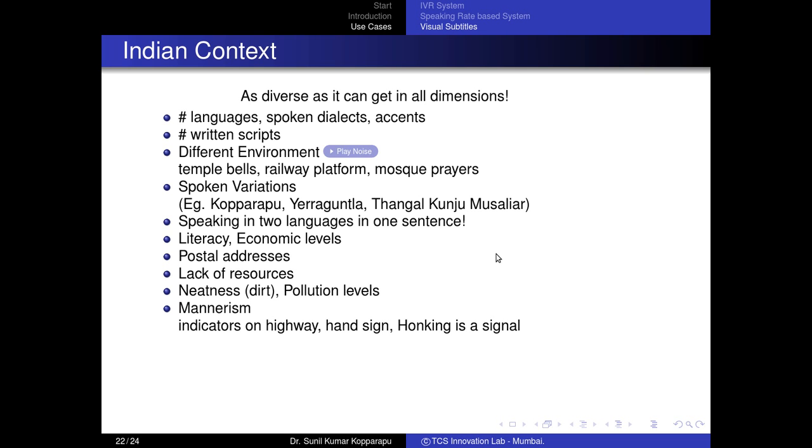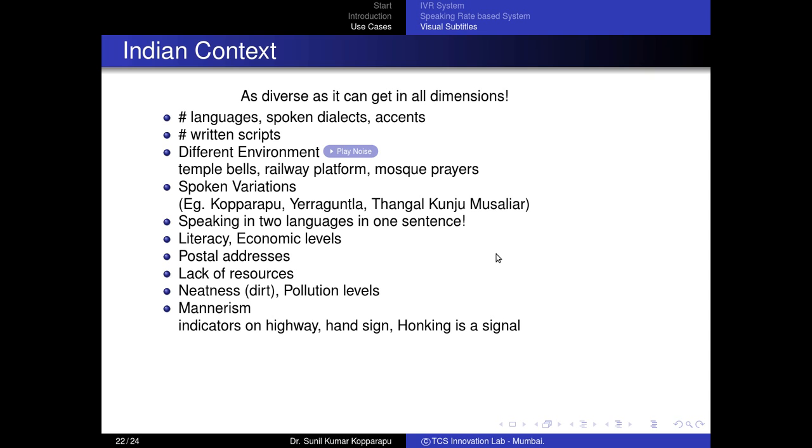The number of languages that we have is tremendous. The spoken dialects are innumerable. Accents are plenty on one dimension. The written scripts are also very many. We have different environmental noises: temple bells ringing, mosque prayers, railway platforms, noisy roads. And there are plenty of spoken variations. Try spelling Koparapu or Eraguntla or Thangal Kunj Musalyar. You would have everyone spell it very, very differently.